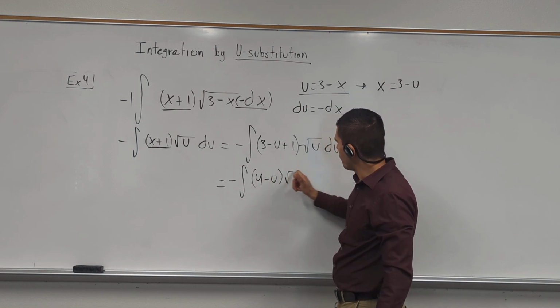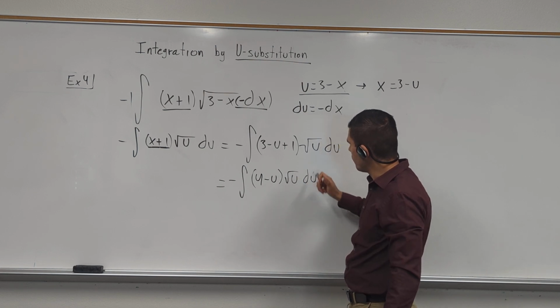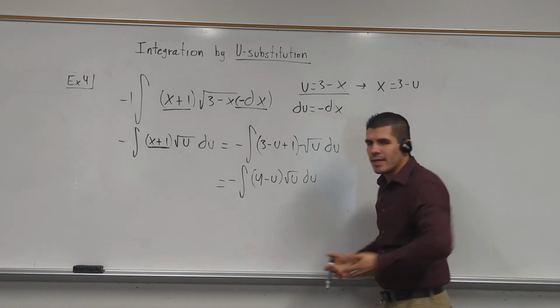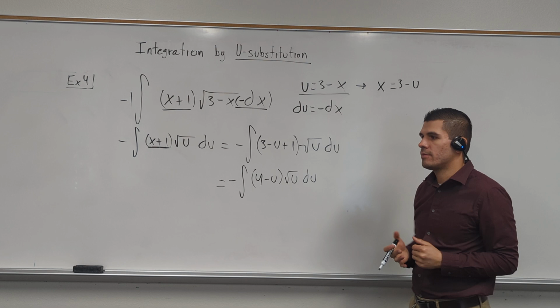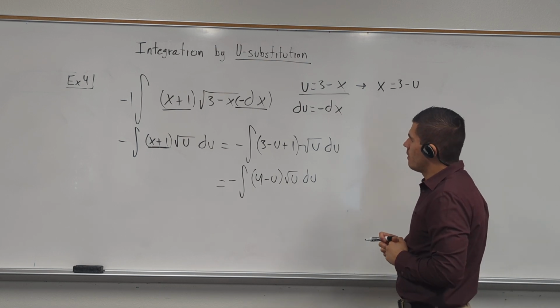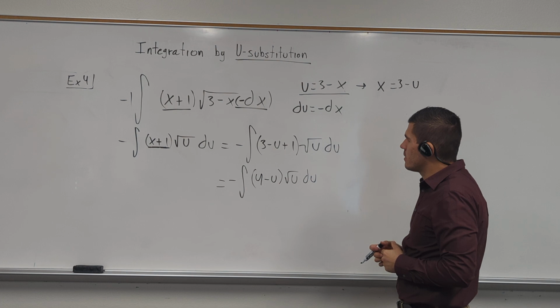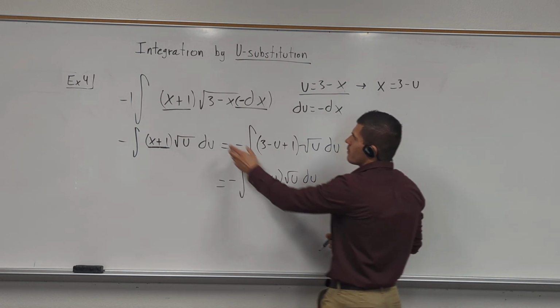I'll still have the root u, and I have the du. Still a product. I don't have a rule for products for anti-differentiating. So, can I actually anti-derive this? Well, let's look at the difference between this product versus this product.